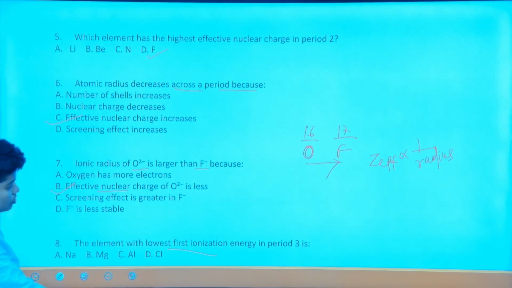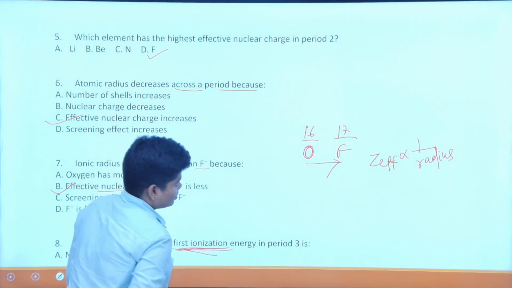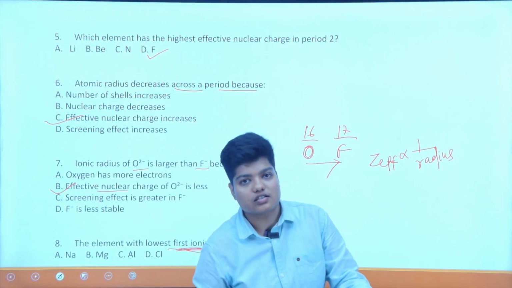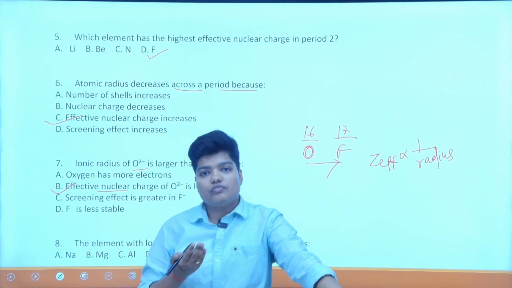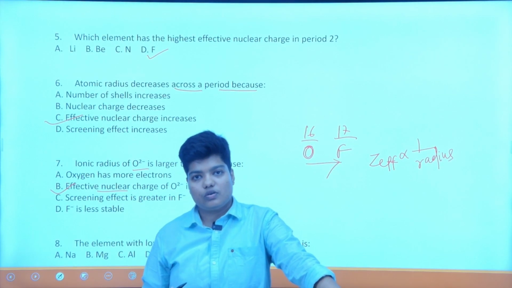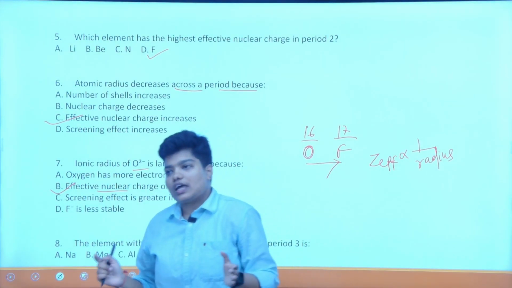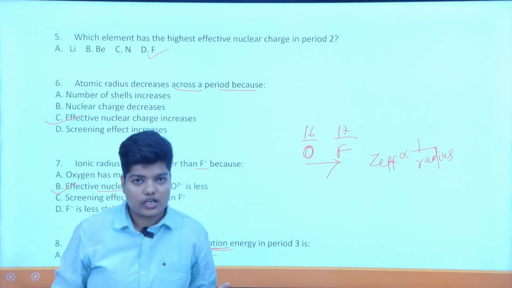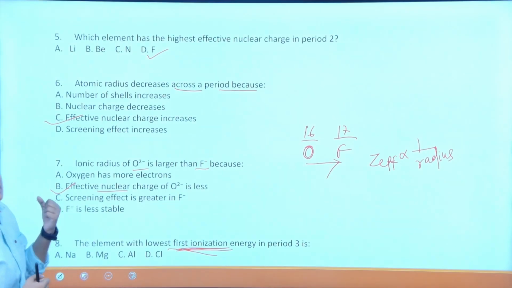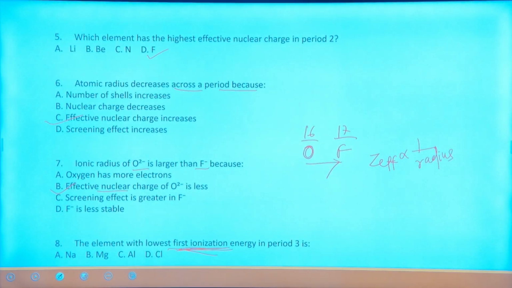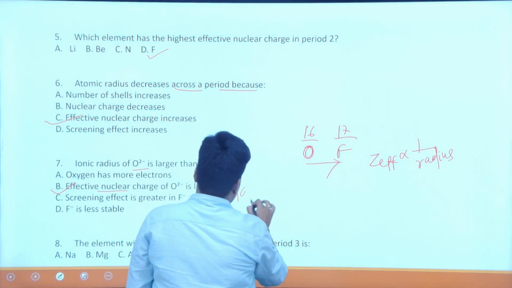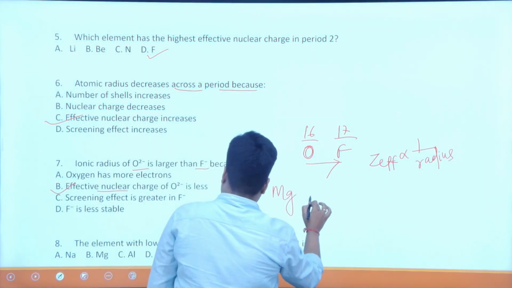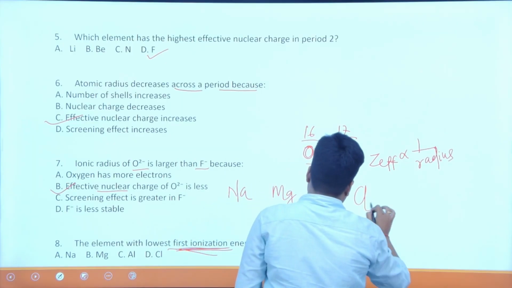The question is about the lowest first ionization energy. What is first ionization energy? Ionization energy is the energy required for releasing an electron from the outermost orbital. Simply, it is the energy required for releasing a valence shell electron from the atom. Now let us see the electronic configurations for sodium, magnesium, aluminium, and chlorine.